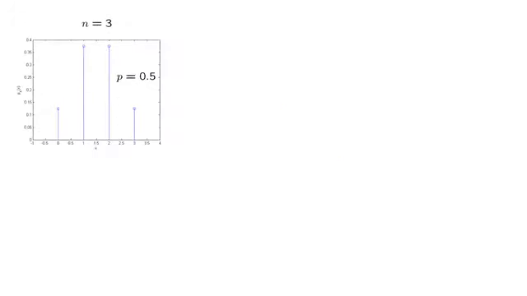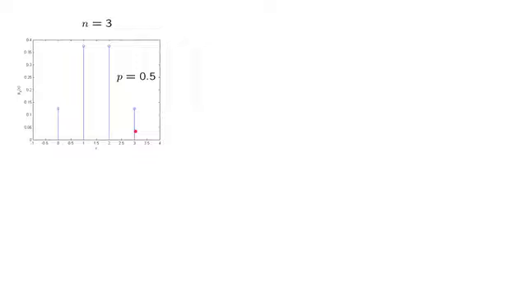To get a feel for the binomial PMF, it is instructive to look at some plots. So suppose that we toss the coin 3 times and that the coin tosses are fair, so that the probability of heads is equal to 1/2. Then we see that 1 head or 2 heads are equally likely, and they are more likely than the outcome of 0 or 3 heads.